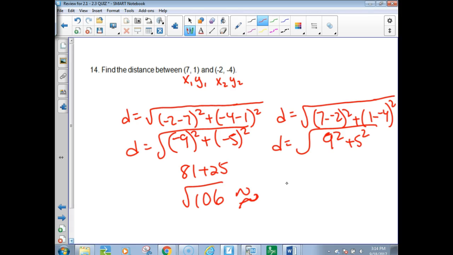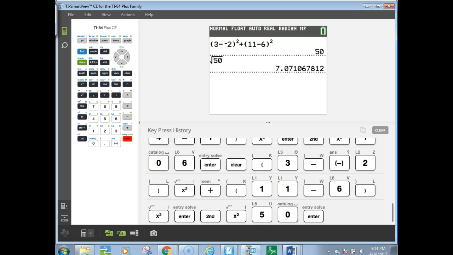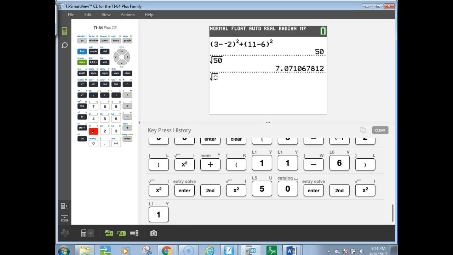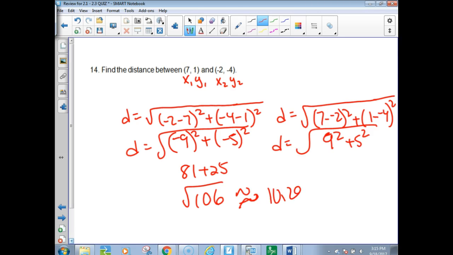Did you get 106 at least? If you're not, I got to help you somehow. The square root of 106 should come out of either way you did it. And then when you get a square root of 106, you get 10.295. And if I asked you for the nearest tenths or hundredths, you'd round that up, so it'd be 10.30. Even if you said for tenths, it'd be 10.3.